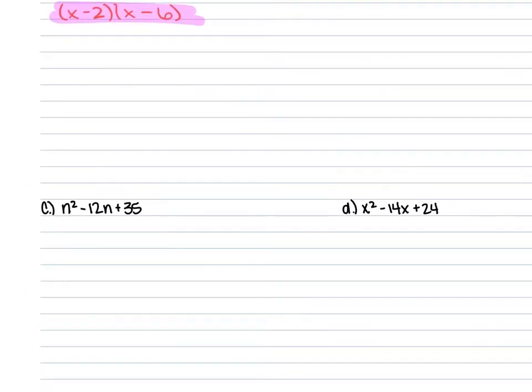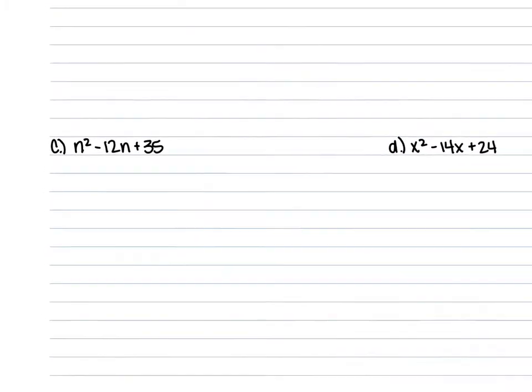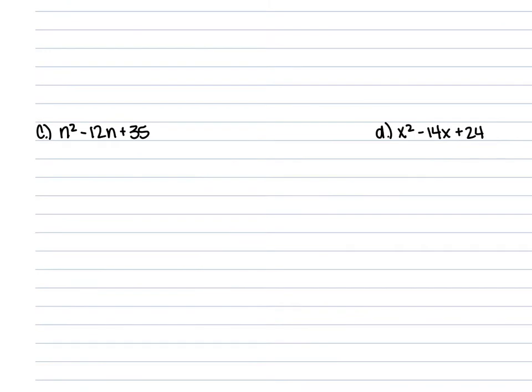For example C, we have n squared minus 12n plus 35. So for this one, we're dealing with the n squared instead of the x squared. So again, we're going to keep that in mind when we factor this. For the 35, we have 1 and 35. We also have 5 and 7. We want to think opposite as well, so that's negative 1 and negative 35, negative 5 and negative 7.